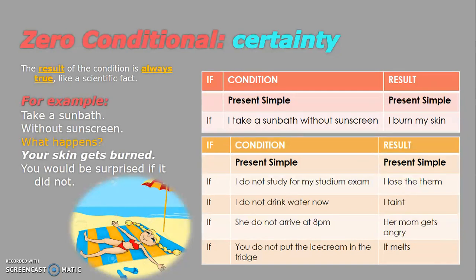So, we have four examples, and we're gonna read them. If I don't study for my exam, present simple, I lose the term, present simple. If I don't drink water now, I faint. If she doesn't arrive at 8 p.m., her mom gets angry. If you don't put the ice cream in the fridge, it melts. So let's go to the other type of conditional.